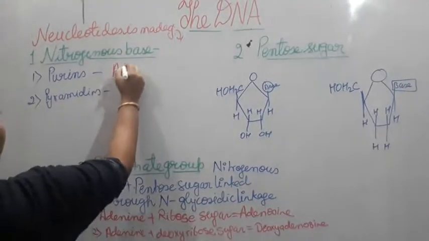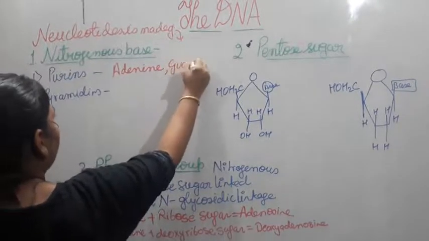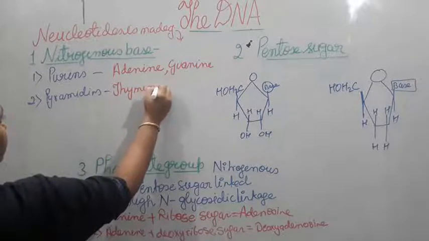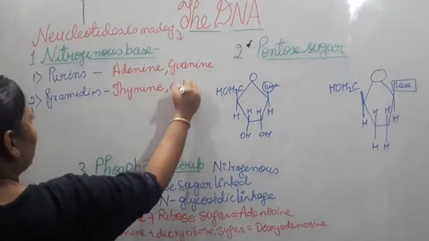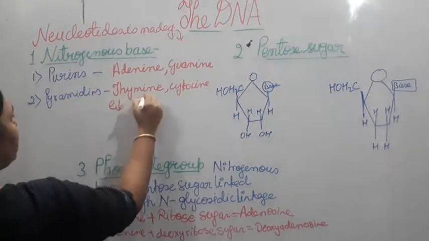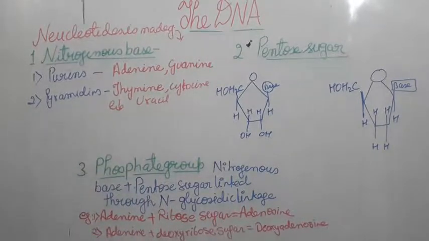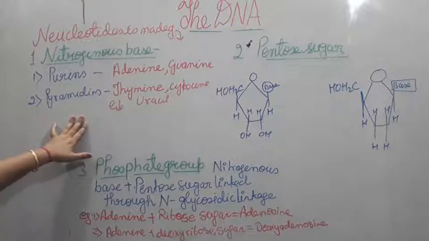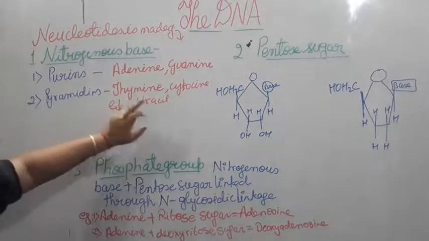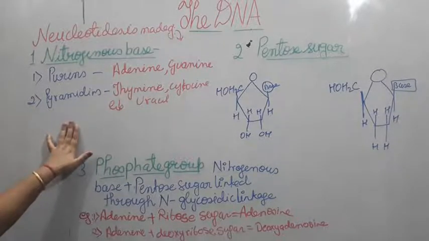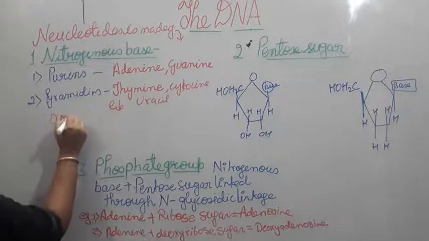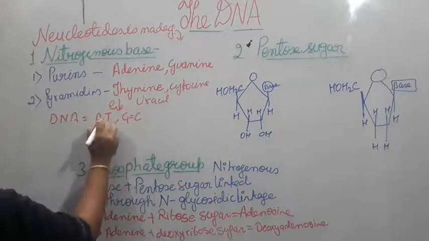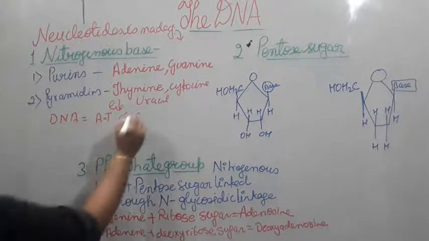Purines are adenine and guanine, whereas pyrimidines are thymine, cytosine and uracil. Fine. So now let us see about them. The purines and pyrimidines make up the nitrogenous bases: adenine, guanine, thymine and cytosine. These four you will see in DNA. In DNA you can observe A, T, G and C in a base pair. But here you can see uracil too.